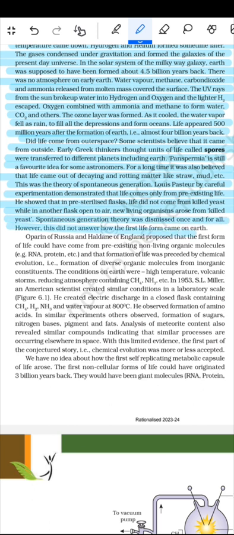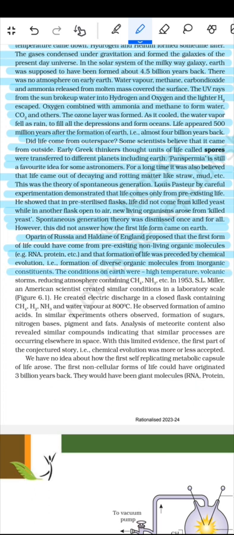However, this did not answer how the first life form came on the earth. Oparin of Russia and Haldane of England proposed that the first form of the life could have come from the pre-existing non-living organic molecules like the RNA, protein, etc., and that the formation of a life was preceded by the chemical evolution. That means the formation of the diverse organic molecules from the inorganic constituents.